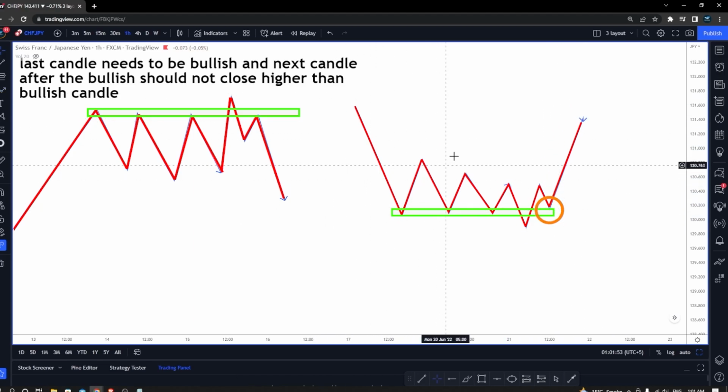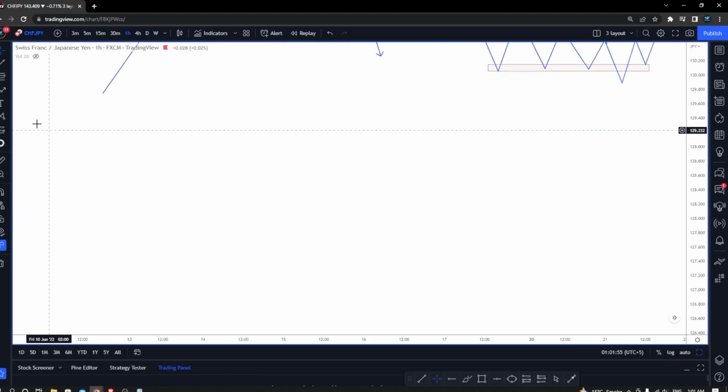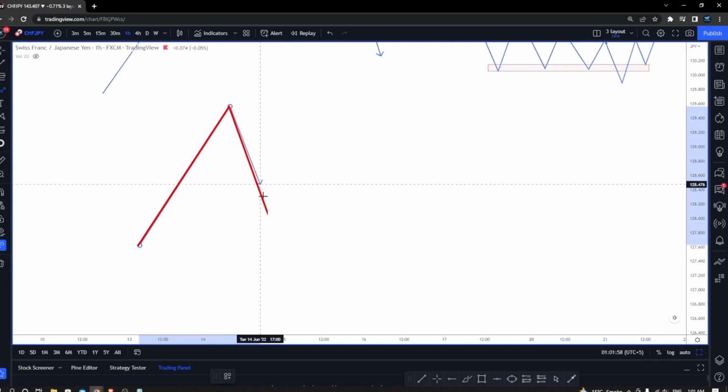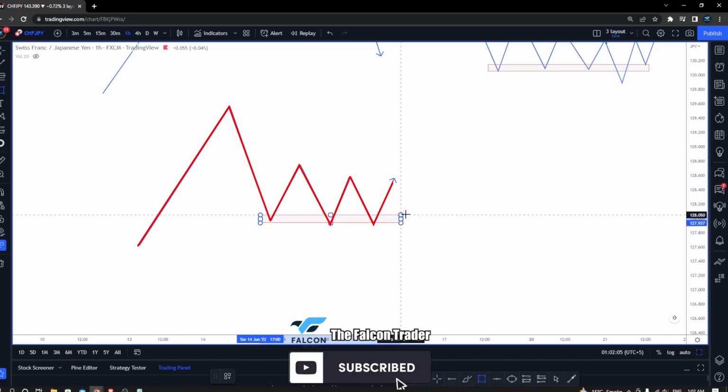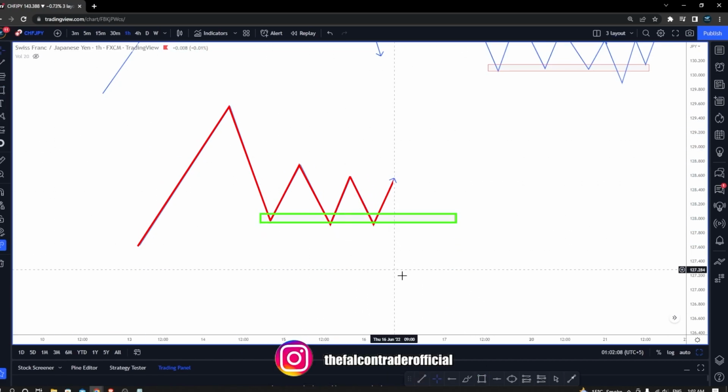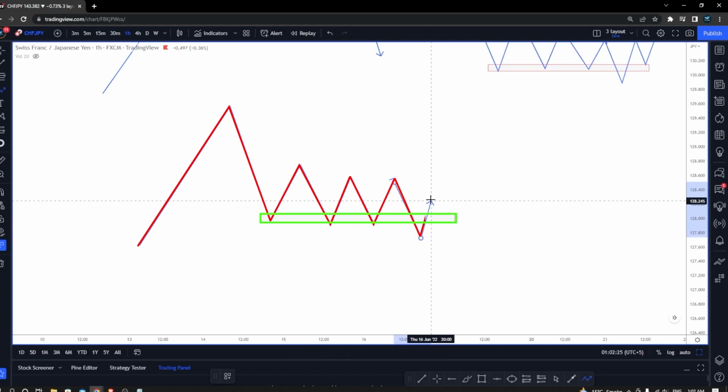Now the moves do not have to be like this. Sometimes we can get these kinds of moves. So we can have 3 touches of the support level right here, and then we can wait for the market to make a spike to the downside, take out a lot of liquidity here, then move back in with a lot of momentum, and we can expect a retest at this area to take the trade.